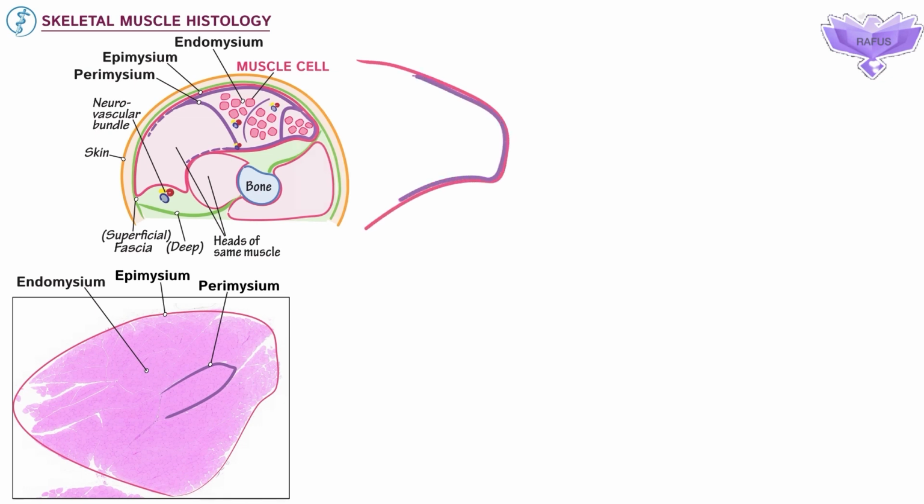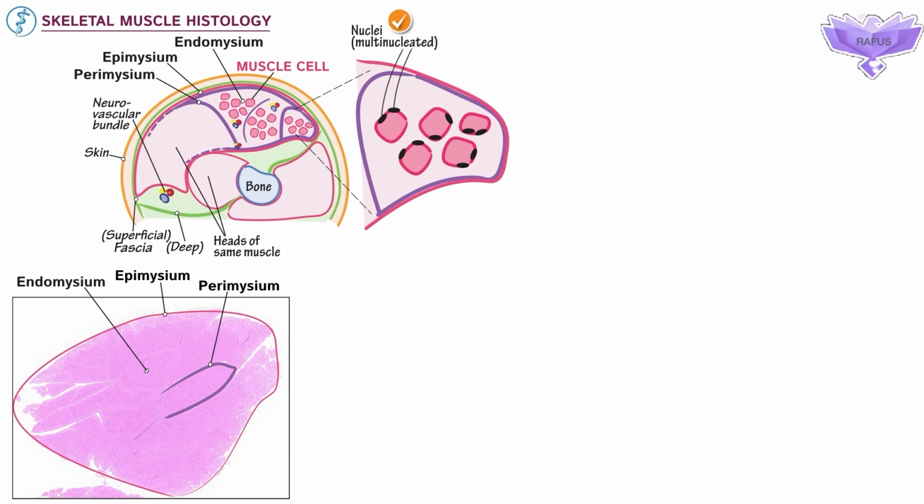Now draw a magnified view of a fascicle. Draw the muscle cells. Show that they're multinucleated. Each cell contains many nuclei. This reflects the process of muscle cell formation. Mature muscle cells form from fused myoblasts, embryonic cells. Each myoblast contributes its nucleus to the adult cell.